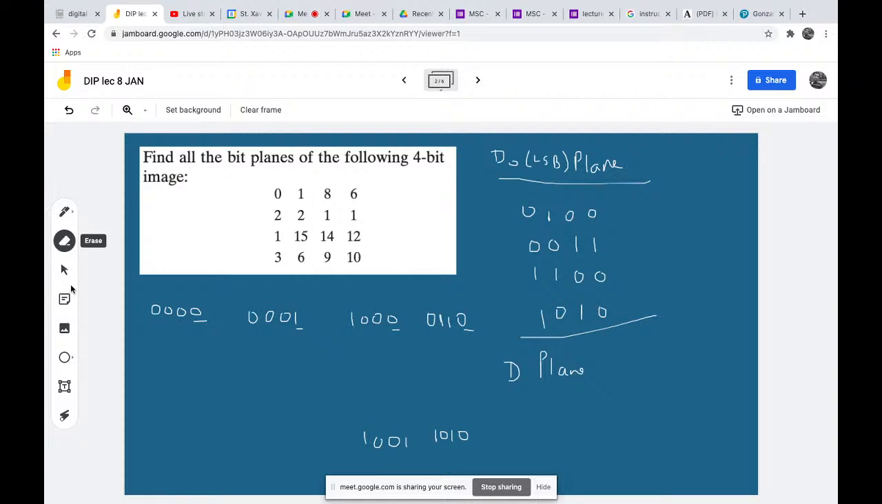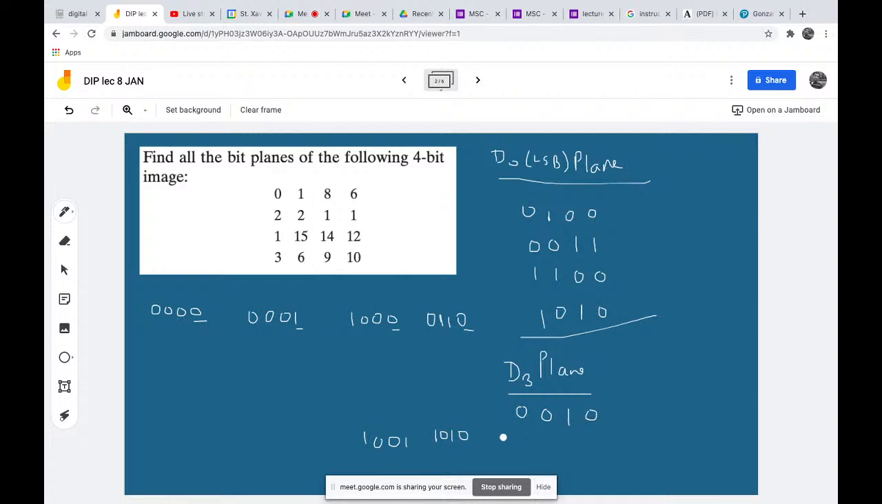So, D3 plane. Oh, wait, using the eraser. Can you tell me what is the D3 plane? 0010. 0, 0, 1, 0. Those are the values I have here.